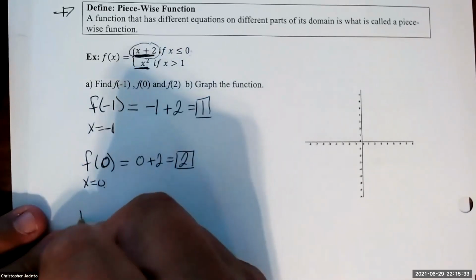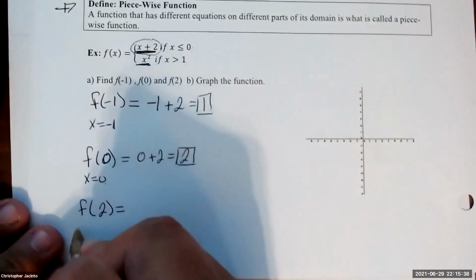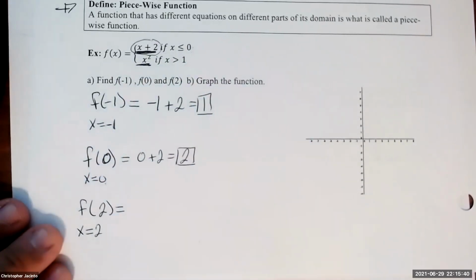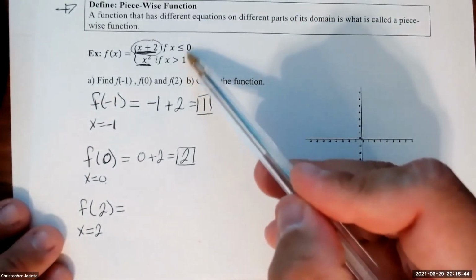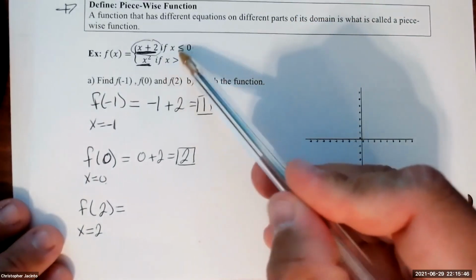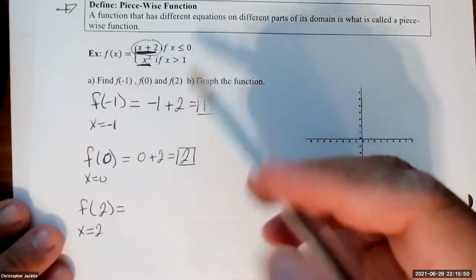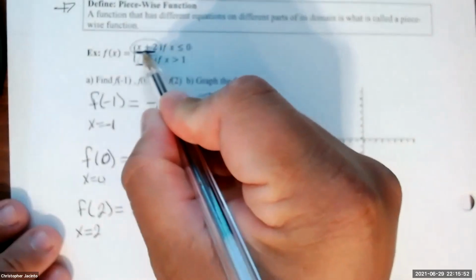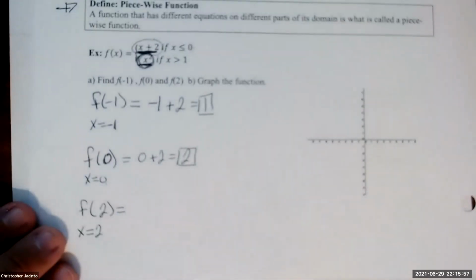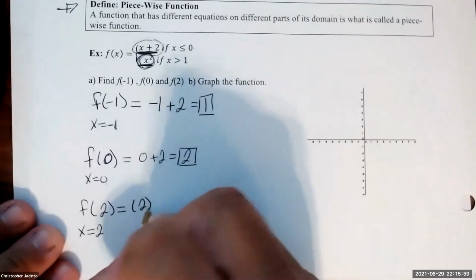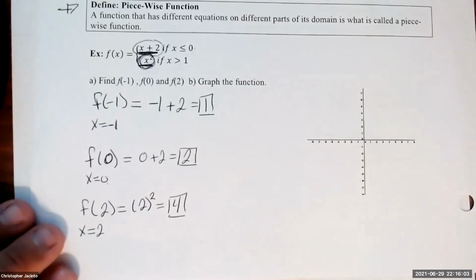Right, and the last one here. This is saying, what happens when x equals 2. Again, I just ask which one is satisfied. And now notice that it satisfies only the bottom one, because 2 is not less than 0, but 2 is greater than 1. So I'm going to plug in only here. So this is going to end up being 2 squared, which is just 4. And there's your answer.